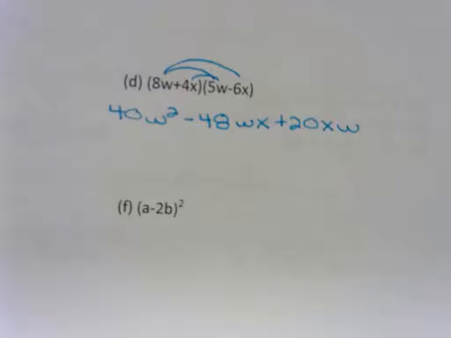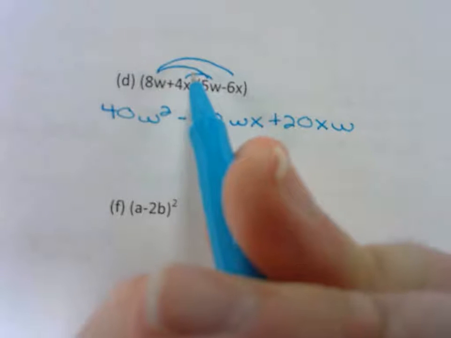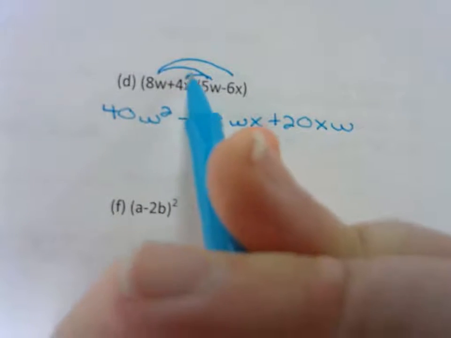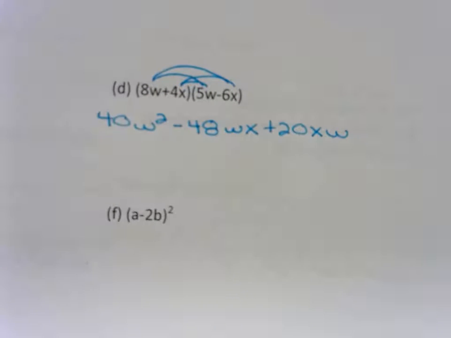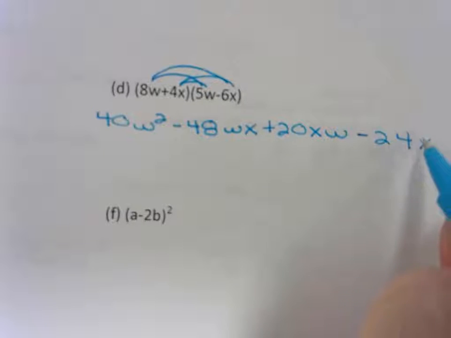And then with the FOIL, I multiply my last two together. What are the last two in those parentheses? 4x and negative 6x. What's 4x times negative 6x? Negative 24x squared.